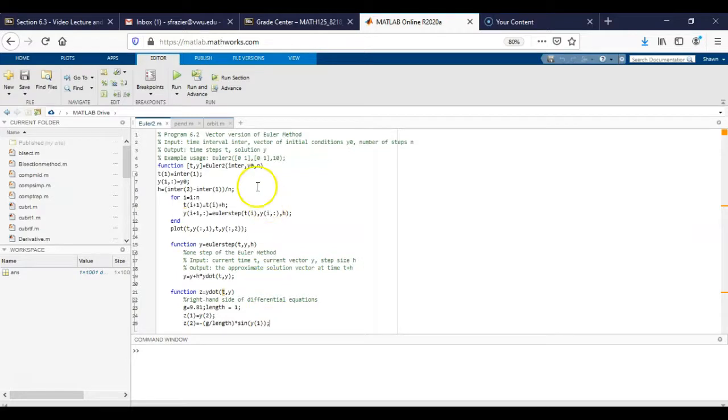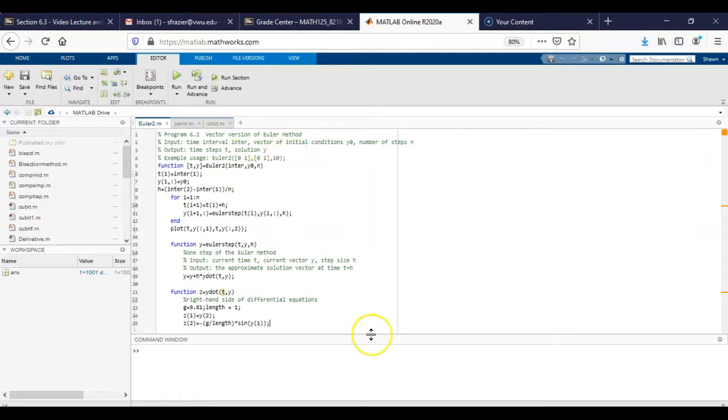So let's run this. I've also put in an example of the usage for Euler 2. Basically, Euler 2 takes a time interval. So in this case, for example, if we wanted to look at the solution along the time interval 0 to 1, then the vector of initial conditions: this is the initial condition for y1, and this is the initial condition for y2. And then n represents the number of time steps, so however many steps we're decomposing this time interval into, which can be calculated fairly easily.